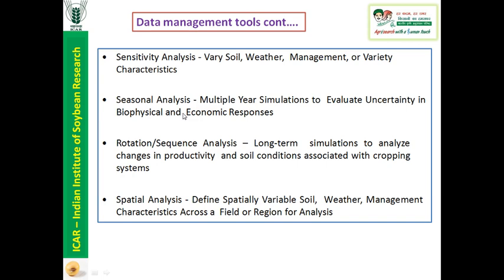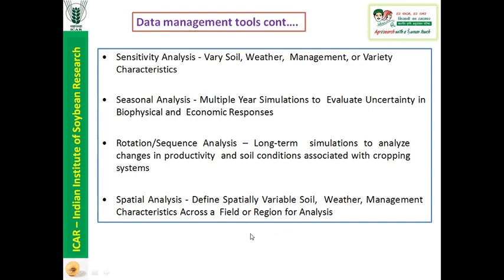Then seasonal analysis, which explains the multiple year simulation to evaluate uncertainties which come during the crop production processes, especially the biophysical and economic responses. Then the next one is the rotational or sequence analysis. It is the long term simulation to analyze the change in productivity and the soil condition associated with different cropping systems. Then the spatial analysis, which defines the spatially variable soils, weather, and management characteristics across a field or a region for analysis.